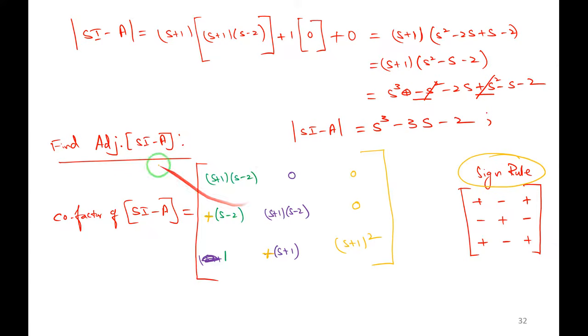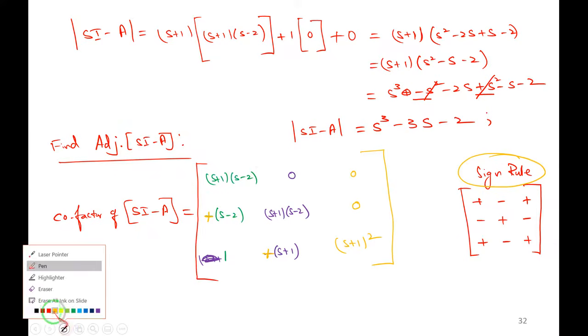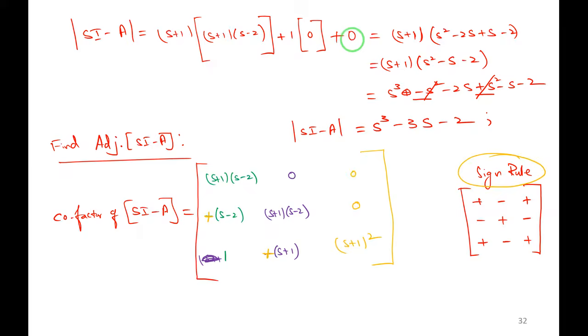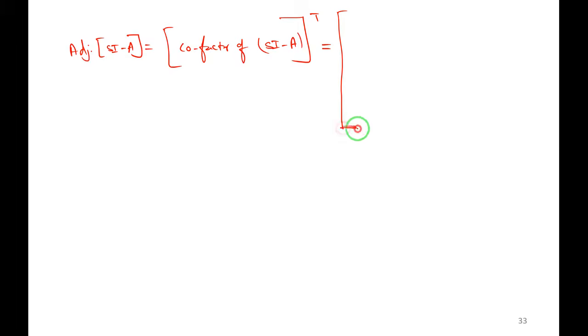Then we will take the transpose, the adjoint of the matrix sI minus A. So the adjoint of the matrix sI minus A is equal to the cofactor matrix transposed. The cofactor of the matrix sI minus A, its transpose, right? We'll take the transpose and write the adjoint here. Okay, sorry, it is 3 cross 3.